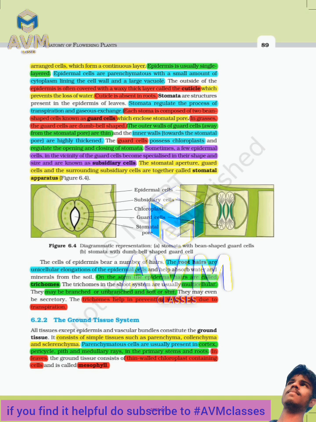The cells of the epidermis bear a number of hairs. The root hairs are unicellular elongations of the epidermal cells and help absorb water and minerals from the soil.